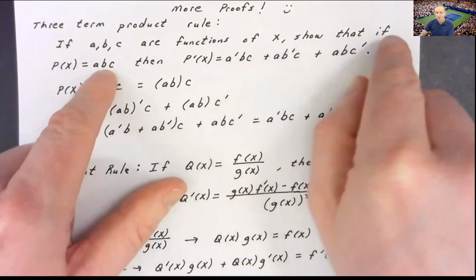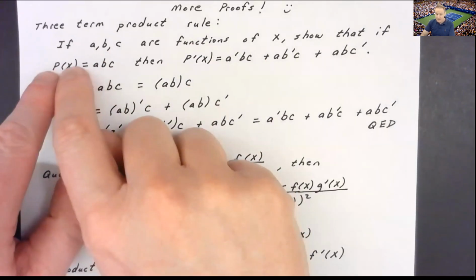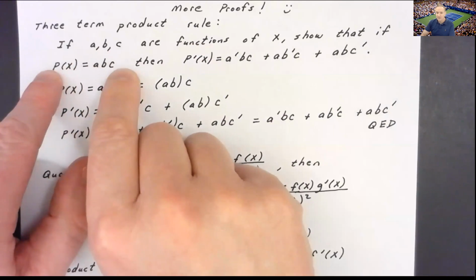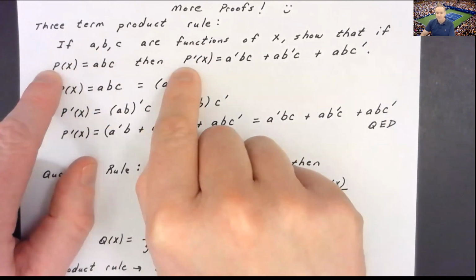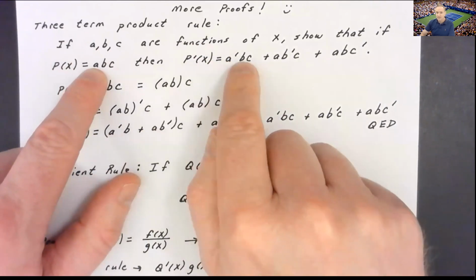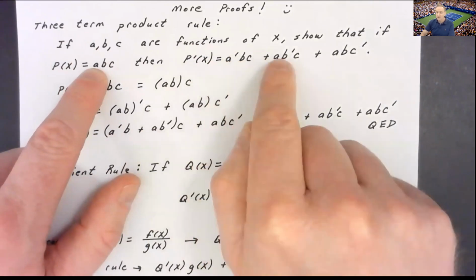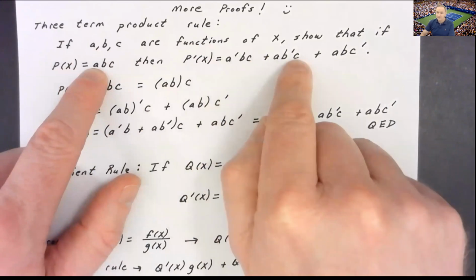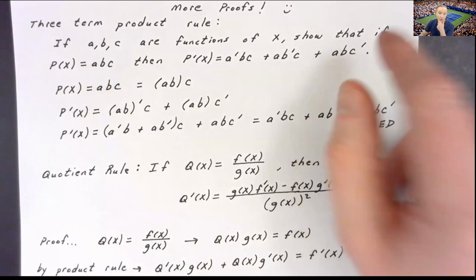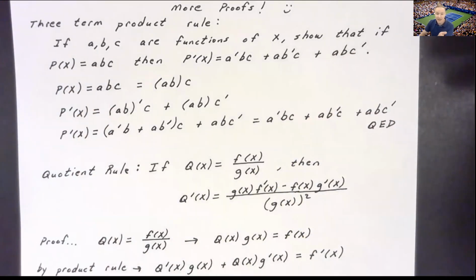And then I'm going to show that if p is a function of x and it's equal to the product of a, b, and c, then the derivative of p is equal to the derivative of a times b, c, plus the derivative of b times a and c, plus a, b, c prime. So what I'm wanting you to see here is a pattern.